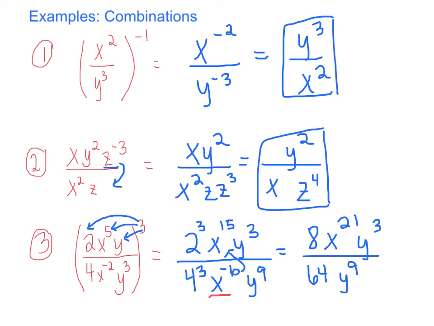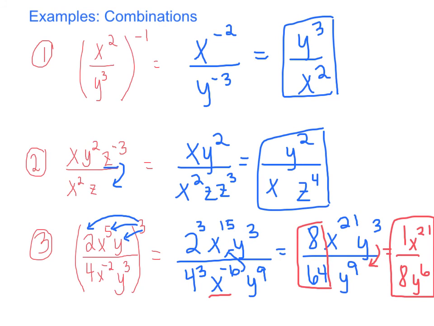Okay, so we have some more simplifying to do. If you look here, our 8 over 64 is a fraction in its own, so that will need to be simplified by itself to be 1/8. Okay, but then we still have our x to the 21st up top. And then we've got to finish our y. So our y to the third will need to be subtracted with the y to the ninth to be y to the 6th. So this is as far as we can go, and so that is our final answer.